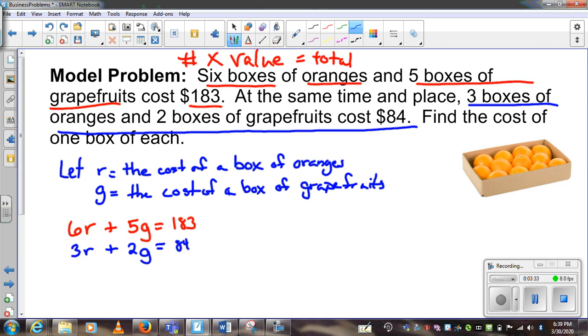Okay, now that we have it set up, we can choose to solve it any way we want. For me personally, I would use the addition method and I would get rid of the R's. Since this is already a 6R, I think I'm going to make this a negative 6R. So to do that, I'm going to multiply this bottom equation by negative 2. So that gives me negative 6R minus 4G equals negative, let's double 80, that gives me 160, double 4, I get 8, so negative 168. I'm going to keep the top equation the same.